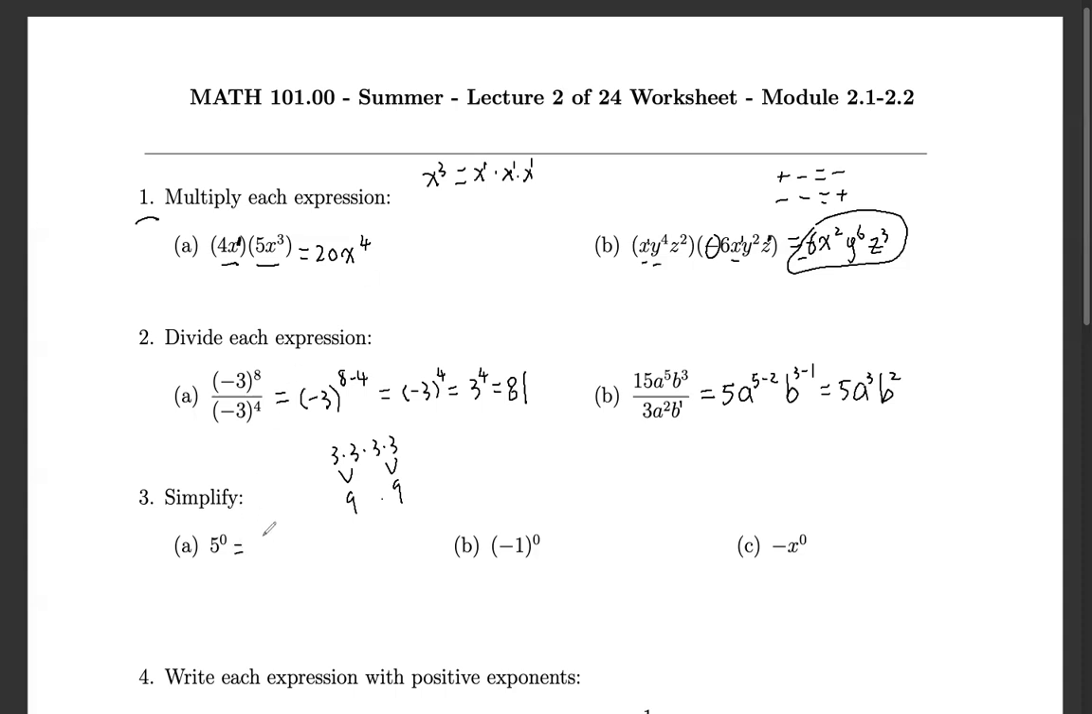Anything raised to 0 power is 1. Right? Anything raised to 0 power is 1. Negative 1 raised to 0 power, 1. But let's see this one. This negative sign has nothing to do with this exponent of 0. So that's negative x raised to 0, which equals negative 1. Compare this with negative x in parentheses raised to 0. This will be different. But this will be 1 because this negative is also being raised to 0 power.